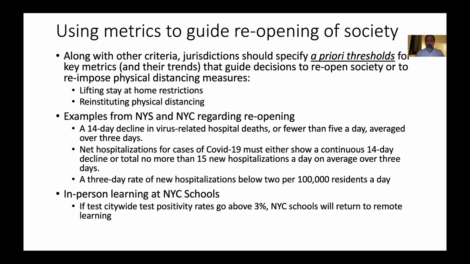We didn't say what those thresholds should be or what those metrics should be, but we did make a point of saying that they should be specified a priori. And this is to sort of get out of this realm of decisions being made about public health that are politicized and being subject to the local pressures that are of the moment.